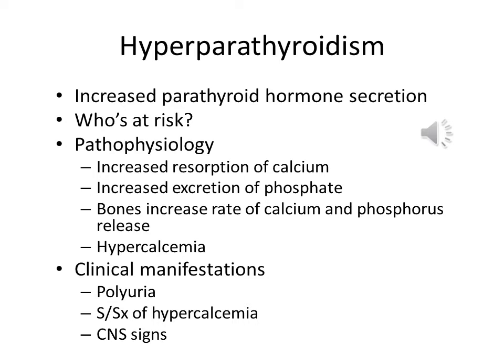Kidneys increase the bicarbonate excretion and decrease the acid excretion, leading to metabolic acidosis and hypokalemia. Bones increase the rate of calcium and phosphorus release, leading to bone decalcification. This all leads to hypercalcemia.